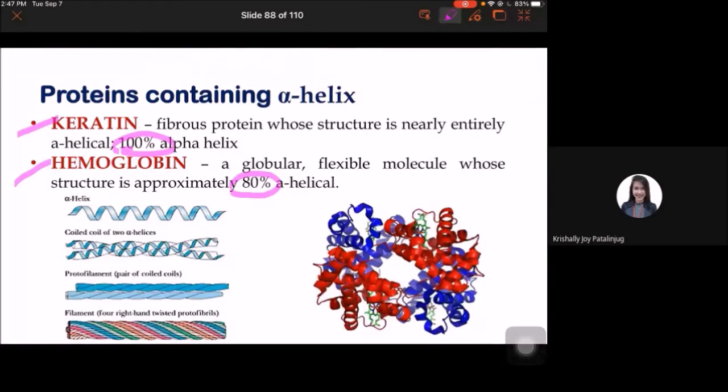Later on, maybe next meeting, matatalakay na natin yung mga fibrous, globular protein. So, doon natin marirealize ano pa yung other structures ng hemoglobin. So, malalaman natin doon ano yung mga nagko-comprise ng remaining 20% ng hemoglobin protein. So again, these are examples of proteins made up of alpha helix. So overall, that's the ending of our discussion on alpha helix.